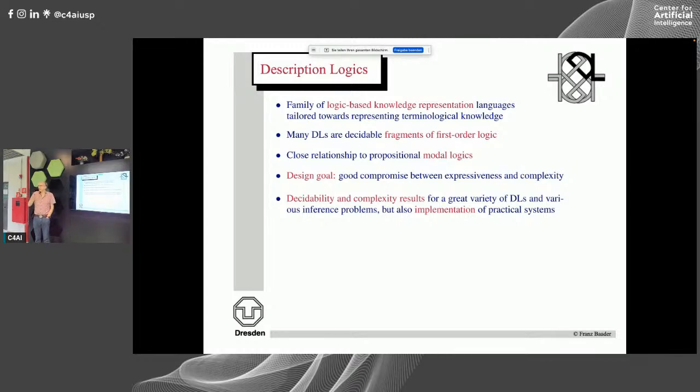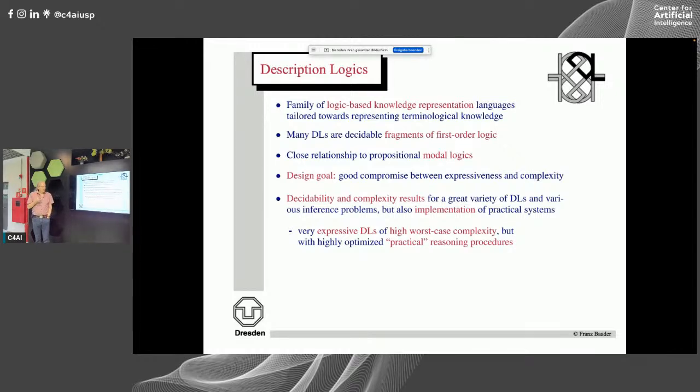description logics. So there's not just one description logic, there are description logics. So the plural S makes sense here. There are lots of them. And there are also implementations of practical systems, not just theoretical investigations of the complexity. And basically, these systems come in two varieties.